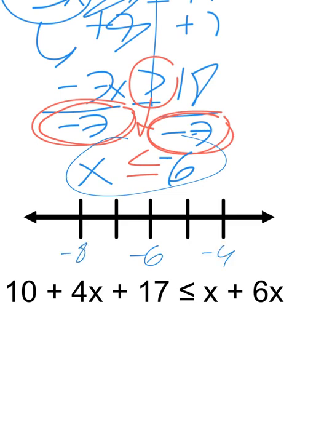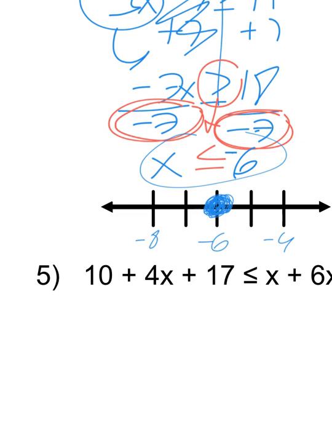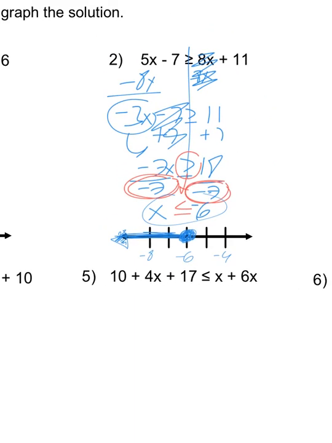Okay. So now I've got negative 6 as my key number. I'm going to make a filled in circle. Okay. There's my filled in circle. And now I got to shade x as less than negative 6. So negative 7, negative 8, negative 9, all those types of numbers would be solutions to that original inequality. Those kind of numbers that are more negative.